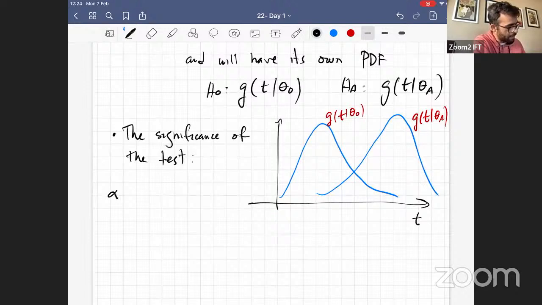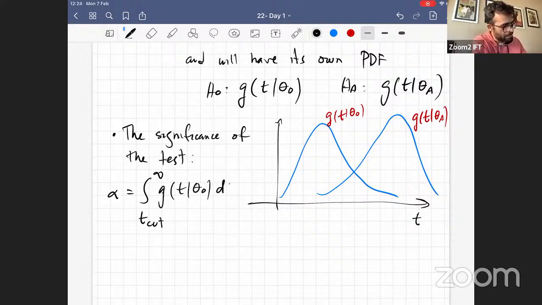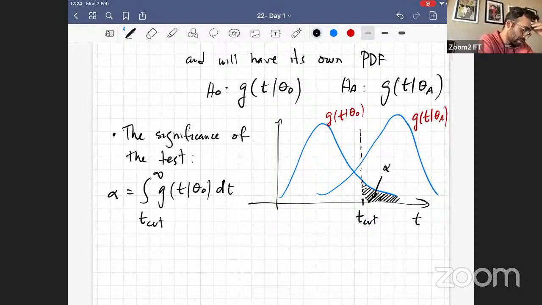This is defined as alpha, which is equal to an integral from some value to infinity of the PDF characterized or determined by the null hypothesis. So let me have some value here. If this is t cut, then I have an integral from t cut to infinity, right? So I am referring to this tail here, and this is equal to alpha. This is alpha here, right?